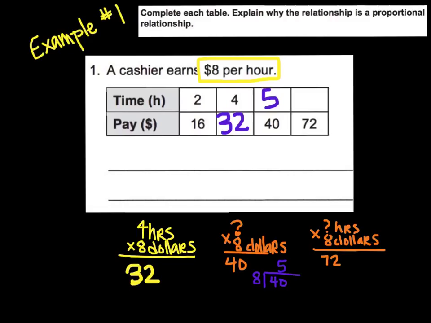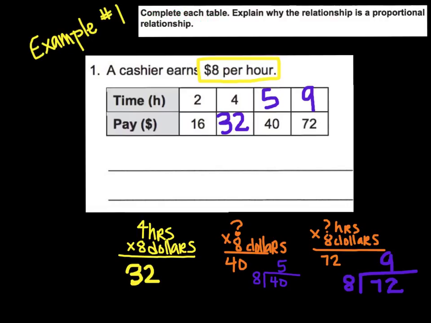If you already know something times 8 is 72, you could fill it in. If not, working backwards means we need to divide. 8 divided into 72. And 8 times 9 is a perfect match for 72. So now I know that the person worked 9 hours. My table is complete. That was the first step in the directions.